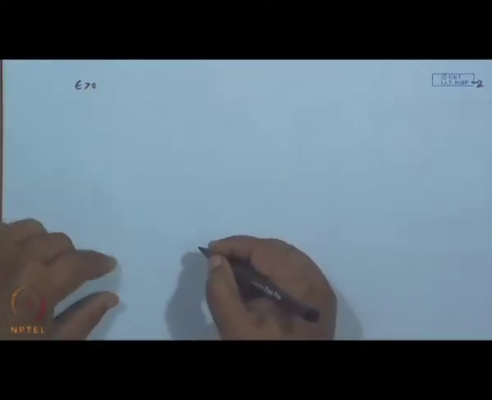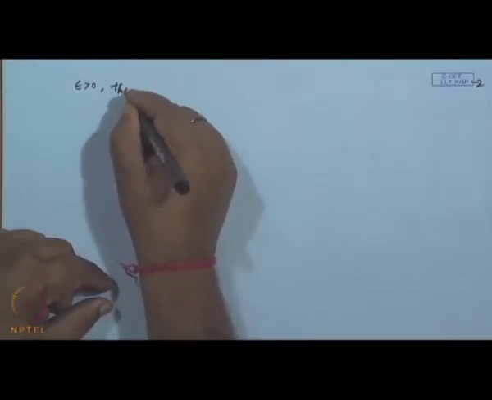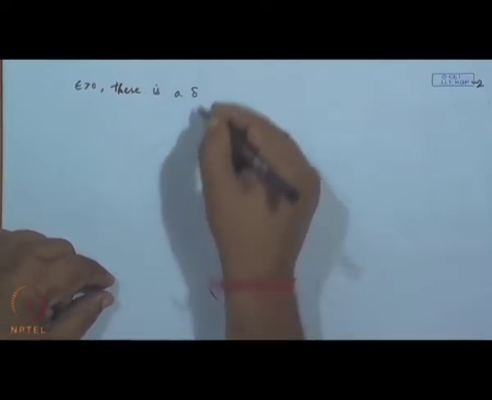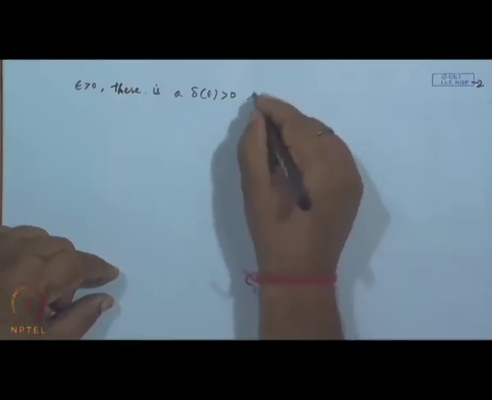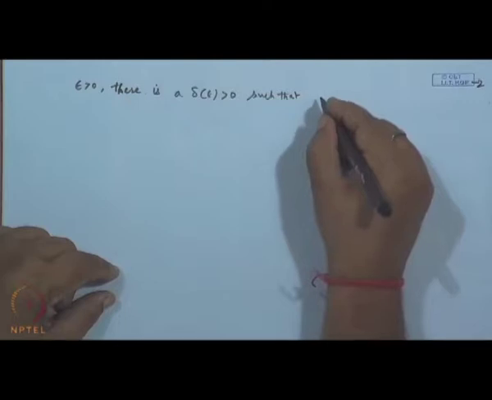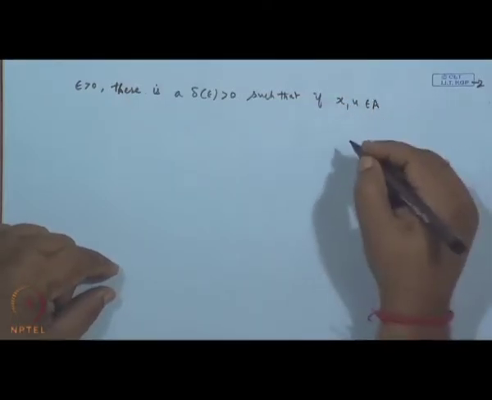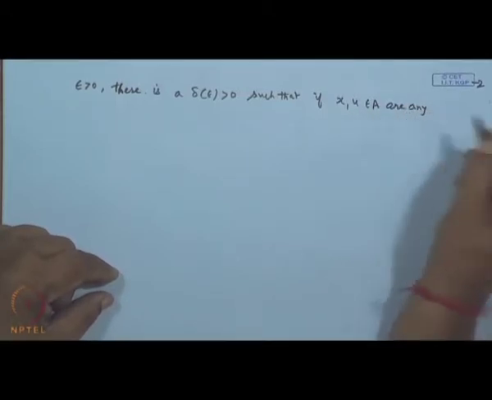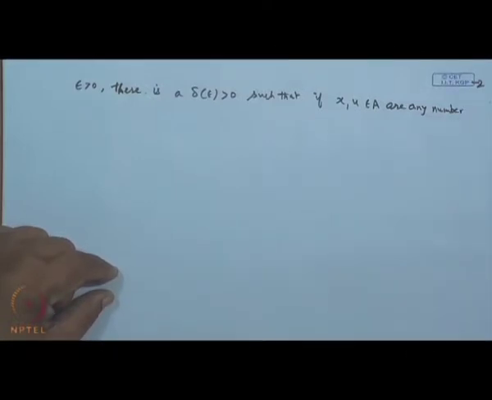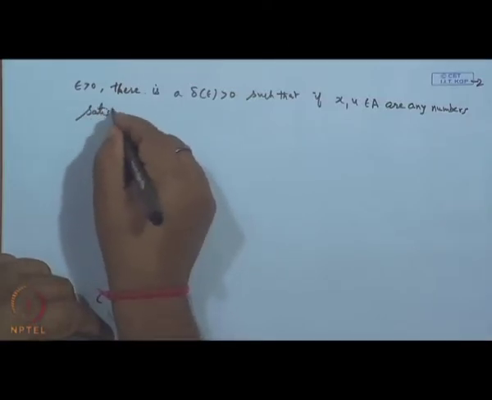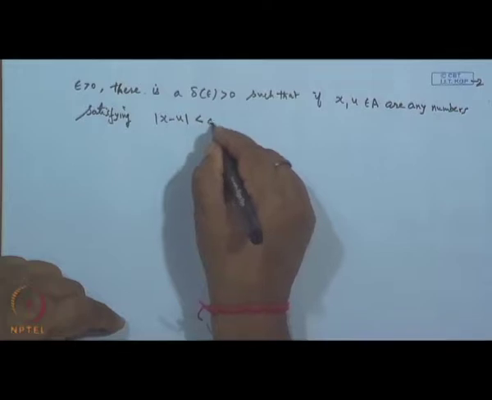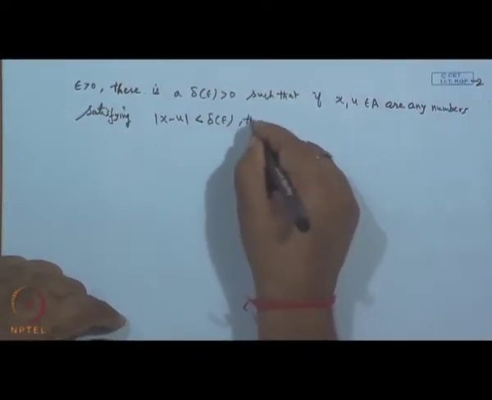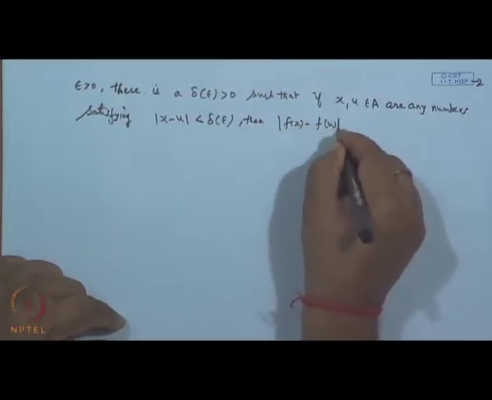epsilon greater than 0, there is a delta, a positive delta which depends only on epsilon and is independent of the point u of A, such that if x and u are any two arbitrary points of A satisfying the condition mod of x minus u is less than delta, which depends on epsilon only, then mod of f x minus f u is less than epsilon.